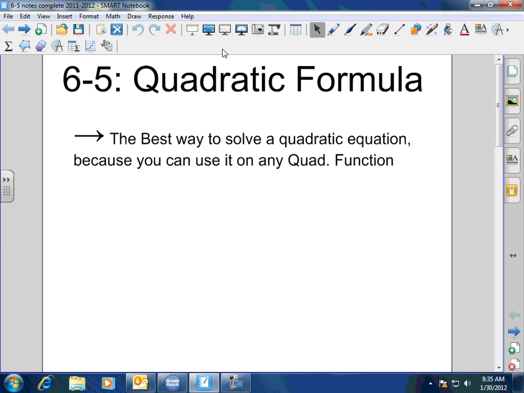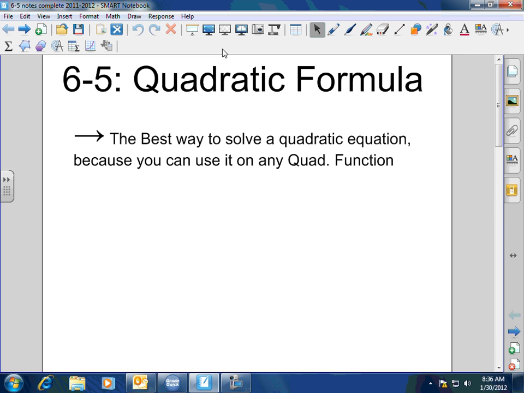It is the best way to solve a quadratic equation because you can use it on any quadratic function. Now, let me qualify that. If I have a very simple quadratic function that I can factor, I'm going to factor it. If I can solve it using square root, I'm going to go ahead and solve it using square root because it's a lot quicker, a lot easier and a lot more efficient if you do solve it by either factoring or by square root if they're easy.